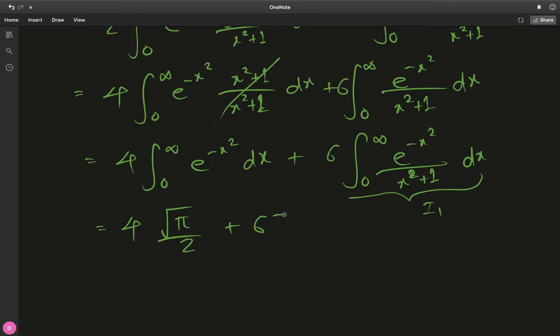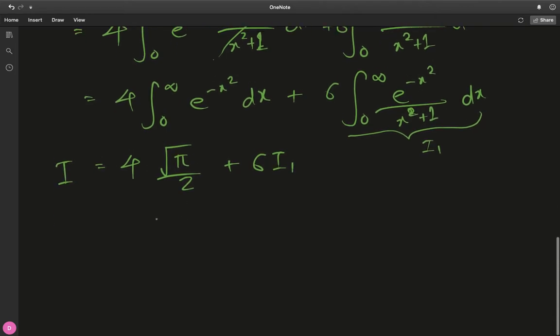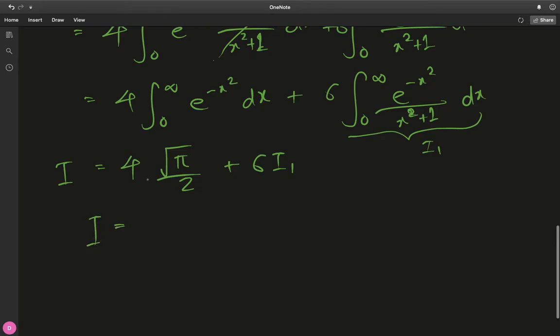We have 6 times I1, so I is equal to 4 times square root of pi over 2. Let's simplify that a bit. So we have 2 times square root of pi plus 6 times I1, and I would like to do I1 on a fresh page. See you there.